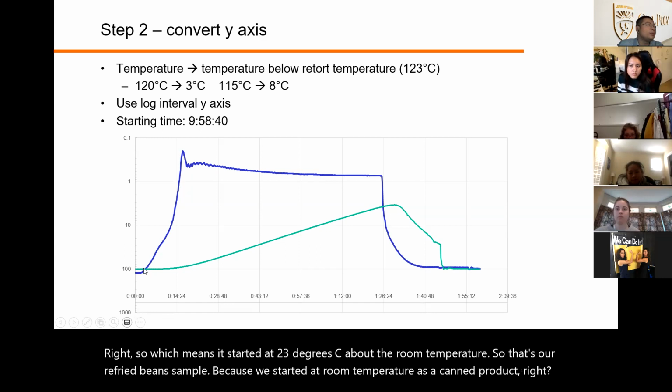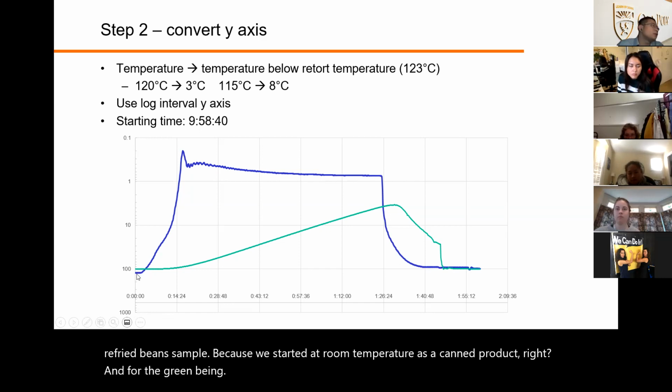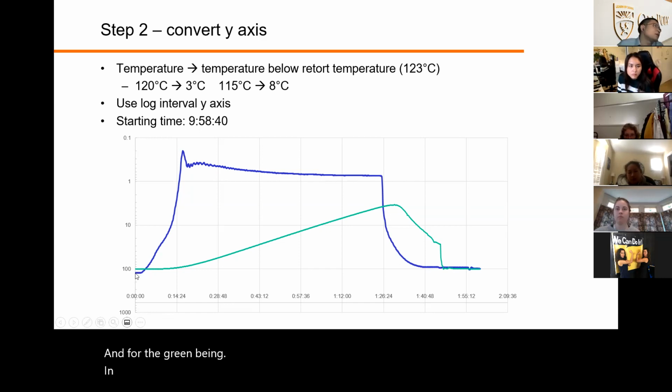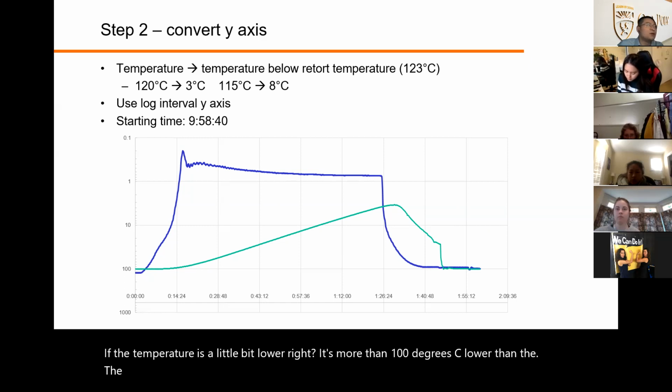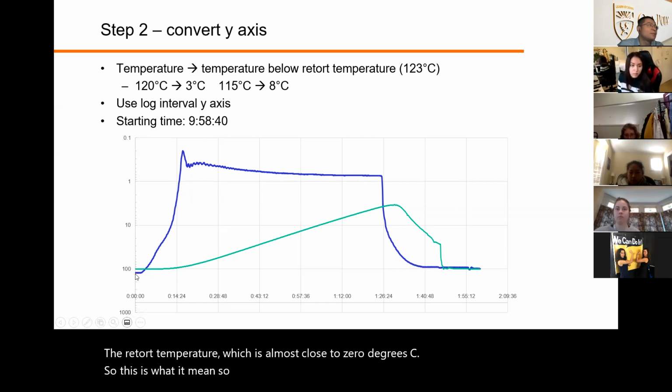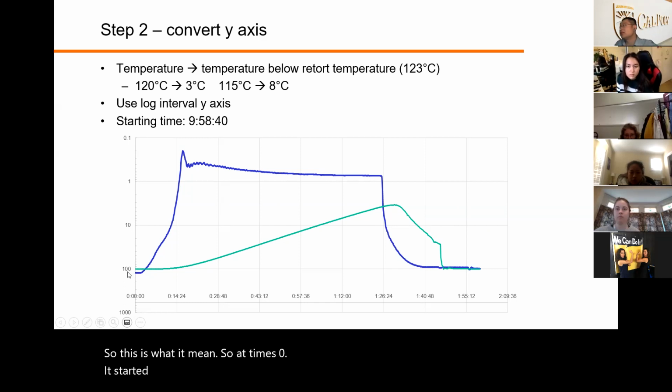And for the green bean, the temperature is a little bit lower, right? It's more than 100 degrees C lower than the retort temperature, which is almost close to 0 degrees C. So this is what it means. So at time 0, it started here. Does that make sense, guys? Let me know if not, because here it's a little bit tricky.